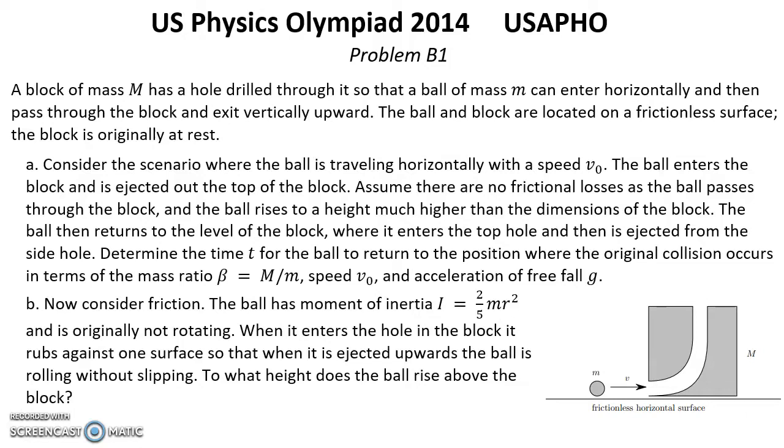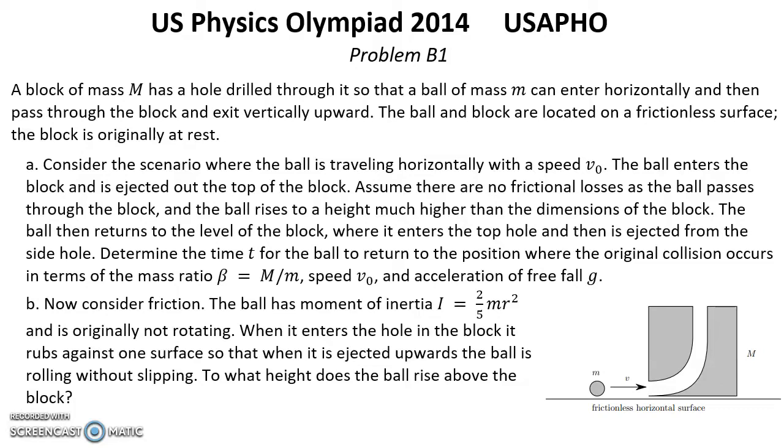A block of mass big M has a hole drilled through it so that a ball of mass small m can enter horizontally and then pass through the block and exit vertically upward. The ball and block are located on a frictionless surface. The block is originally at rest.